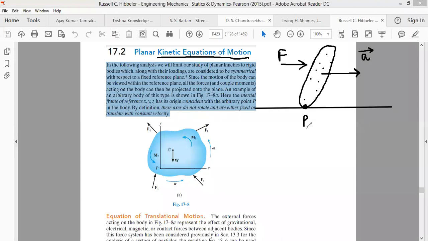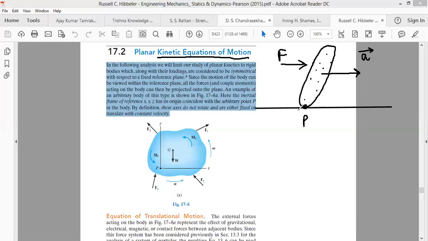Now, as far as this point P is concerned, first of all, as far as the force F is concerned, we have to understand the application of the force F on the rigid body in causing the acceleration, and some other parameters which are created by the force F while it creates motion in a rigid body.